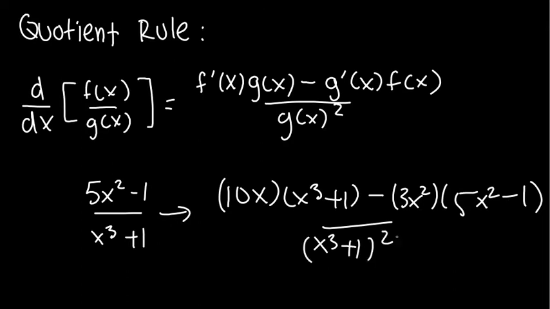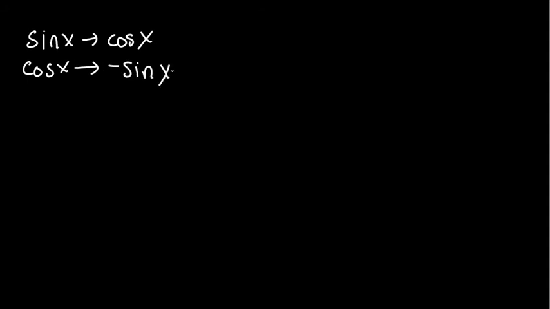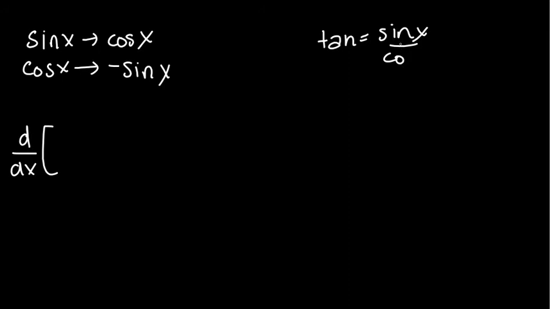And now let's talk about the derivative of trig functions. In the previous video, we talked about how sine's derivative is cosine, and cosine's derivative is negative sine. So how do we compute the other ones? Well, we can use the product and the quotient rule to solve these. Let's start with tangent. Tangent is equal to sine x over cosine x, right? So let's just use that rule and plug in sine x over cosine x.